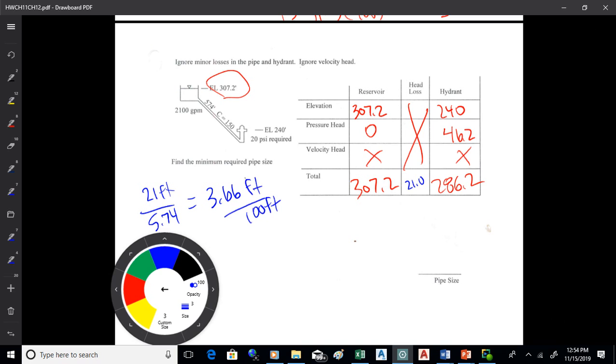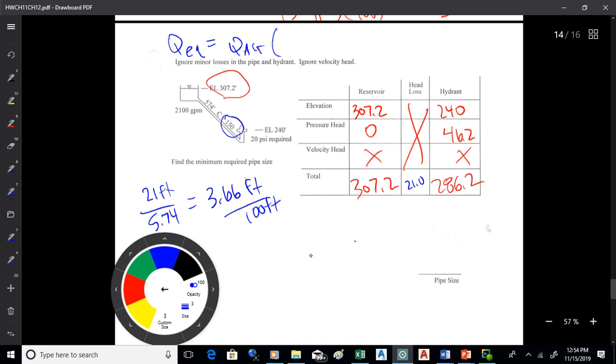All right, now we want to see what pipe size we have, but we have C150. To go to the chart, we want to use the equivalent flow, which is the actual flow times 100 over C. The actual flow is 2,100 gallons per minute. Multiply that by 100 over 150, and you get the equivalent flow that we'll use on the table, and that's 1,400 gallons per minute.